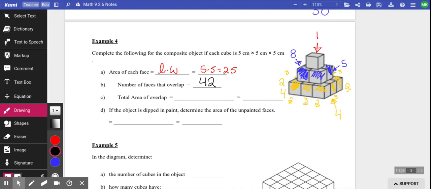The total area of the overlap. Each one was 25. We have a total of 42 things. If you throw that in your calculator, 25 times 42 would give you 1,050 as the total area of the overlap region.